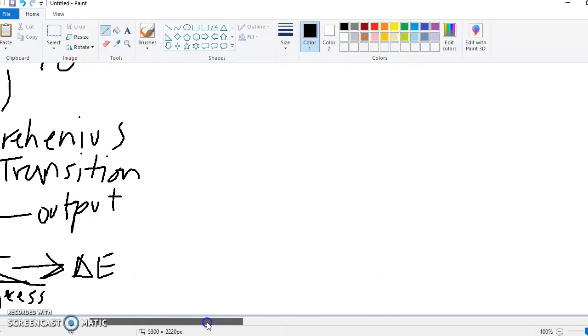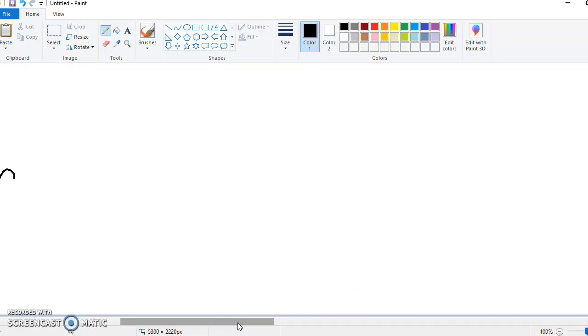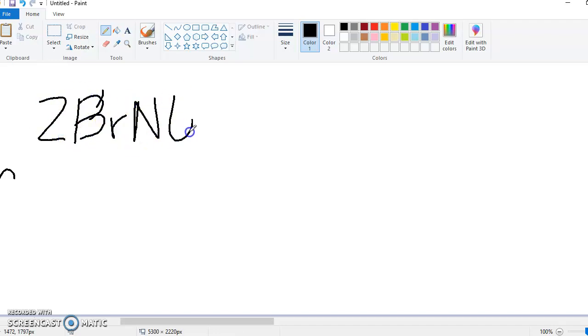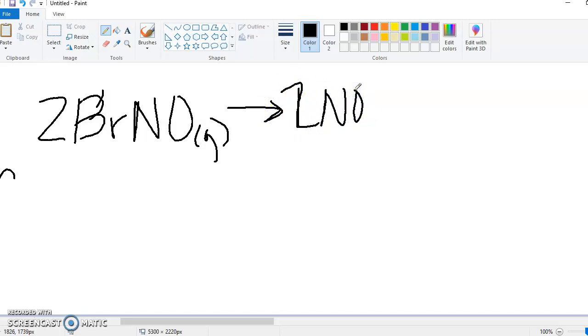So let's use an example of an equation. And let's say I have 2 BrNO molecules reacting, producing 2 NO gas molecules and 2 bromine molecules.